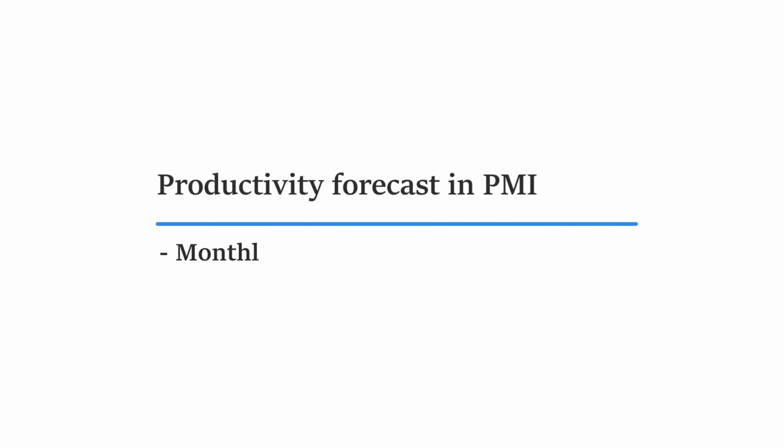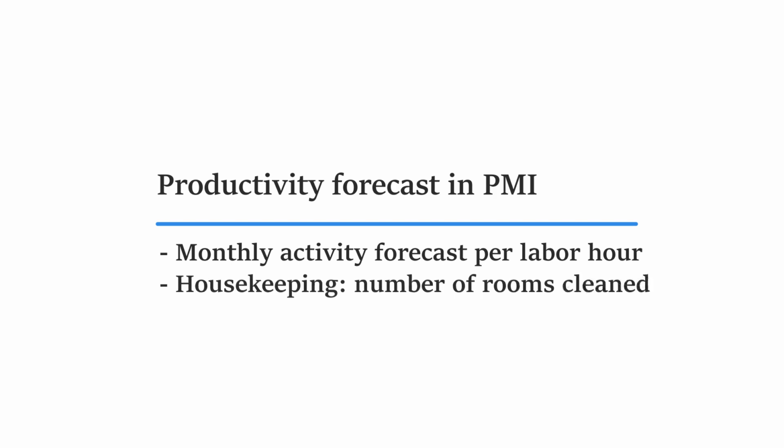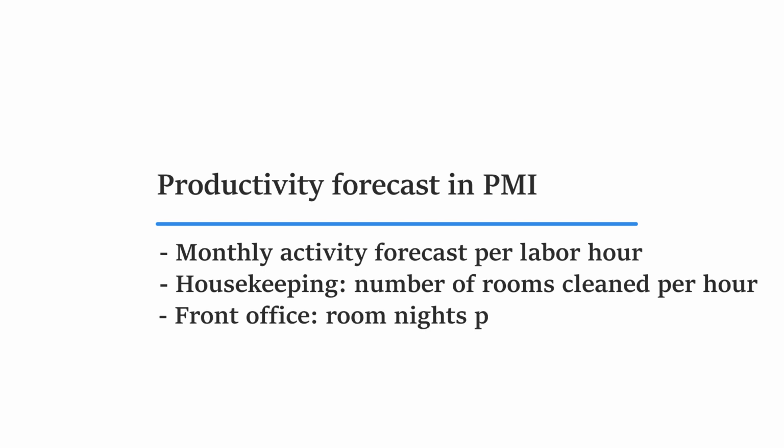The productivity forecast is a monthly forecast indicating how much you expect to achieve in one labour hour. For example, in housekeeping, a productivity forecast of 2 means that you expect to clean 2 rooms in an hour. Front office usually uses room nights as their cost driver as well, so productivity is the number of occupied rooms per labour hour.